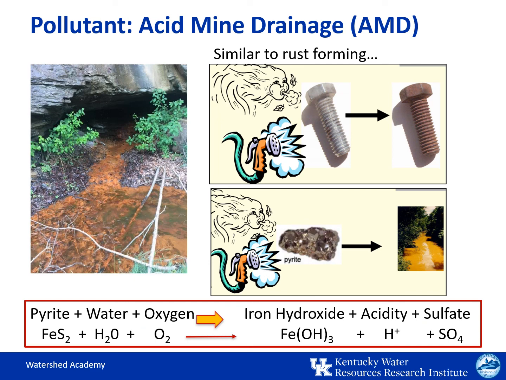Acid mine drainage results from a process similar to that of rust forming on an iron screw. When the iron is exposed to water and air, it rusts. Pyrite, or fool's gold, is a mineral commonly found in mines that contains iron and sulfur as ferric sulfide. When it is exposed to water and air, it forms the orange-colored iron hydroxide, as well as acidity as hydrogen ions and sulfate. Elevated sulfate levels are often found in acid mine drainage discharges. Sulfate can bond with water to form sulfuric acid, or it can attach to calcium to form a gypsum sludge.